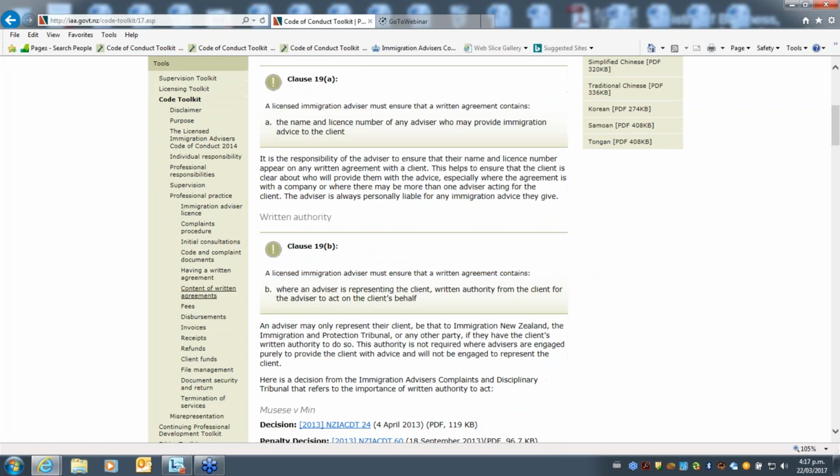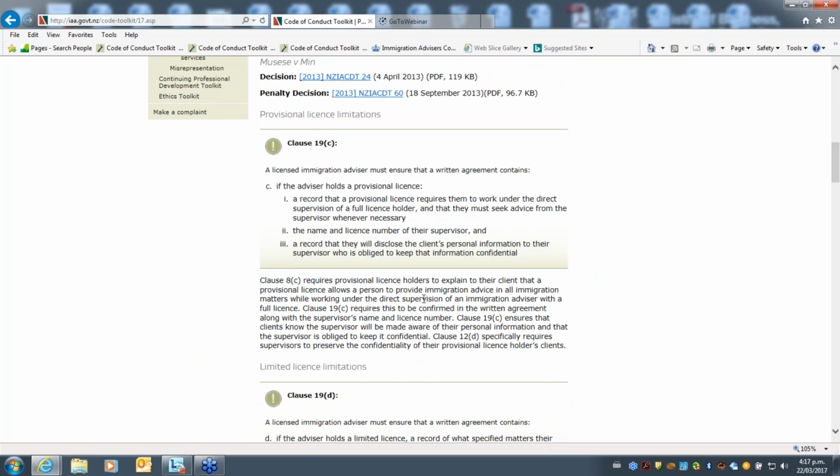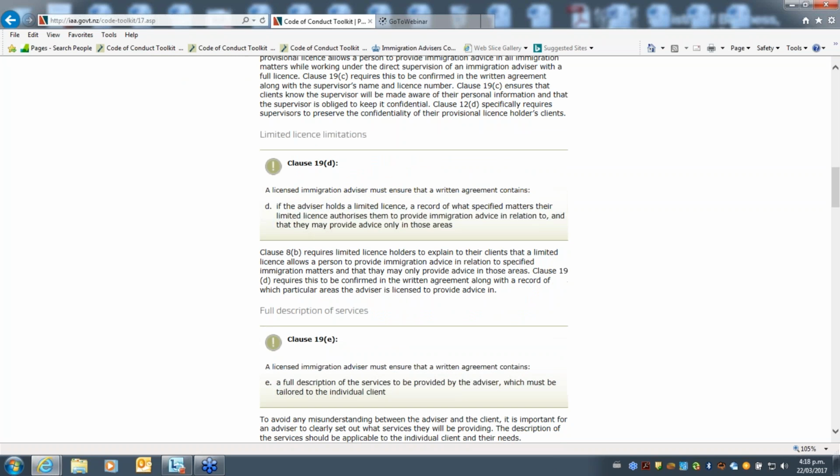You need to have authority to act from the client. If you're a provisional license holder, there are specific things there that you need to make sure are in the written agreement. 19D, if you hold a limited license, you need to specifically record those limitations.